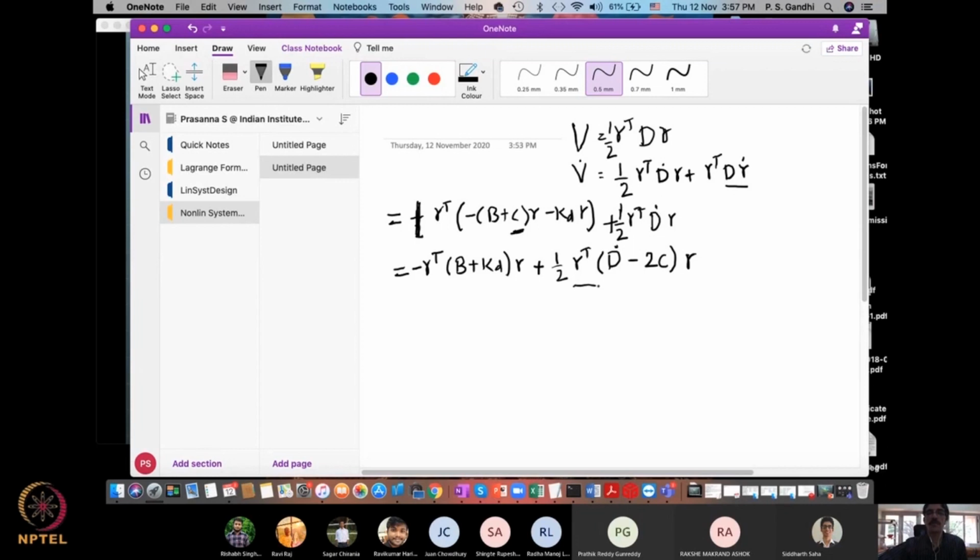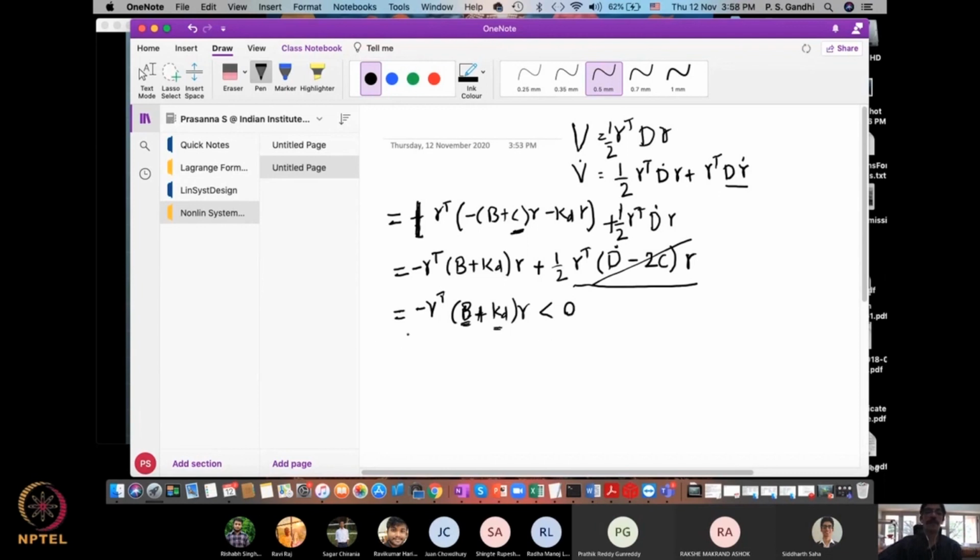I know that for D dot minus 2C, by the skew symmetry property, we get this term to be 0. So this becomes only minus r transpose B plus K D and r. With B positive, and K D to be chosen positive, B is actually our damping matrix, so it has to be positive, and then some positive value you choose for the K D matrix, you see that this has a property of being less than 0.